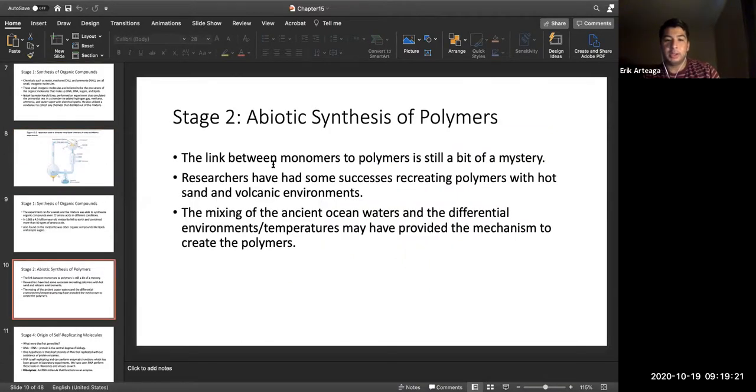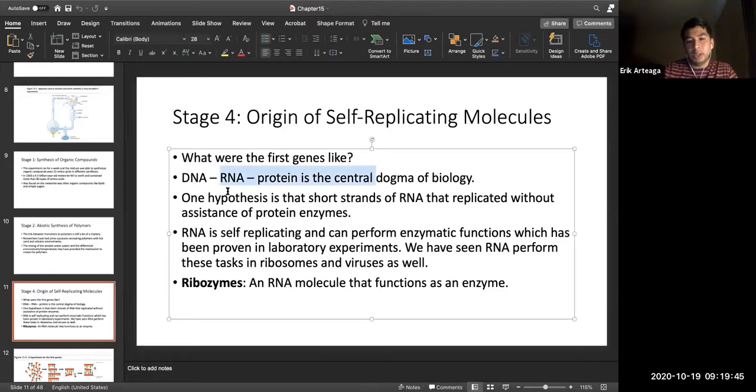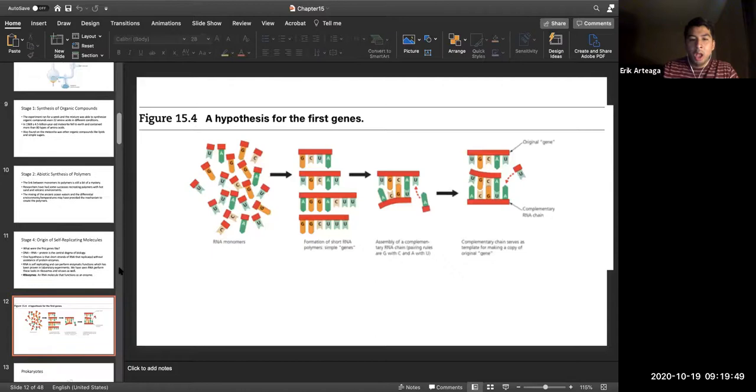So abiotic synthesis of polymers. So again, we have new experiments that are linking polymers or large organic molecules to environmental conditions of the ancient Earth as well. So we have self-replicating molecules. They believe that RNA was most likely the first genetic component that was produced, right? RNA, and then protein, and then eventually DNA was utilized for genetic storage.